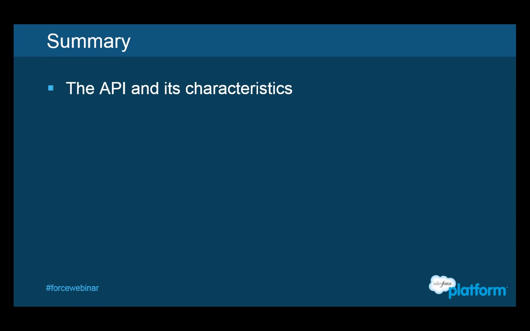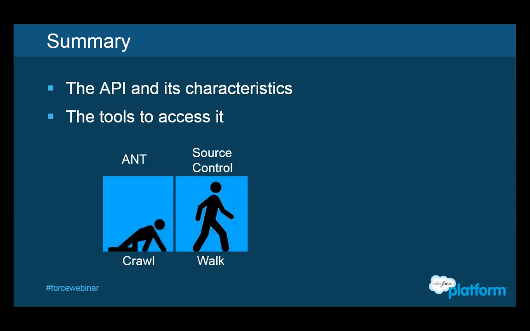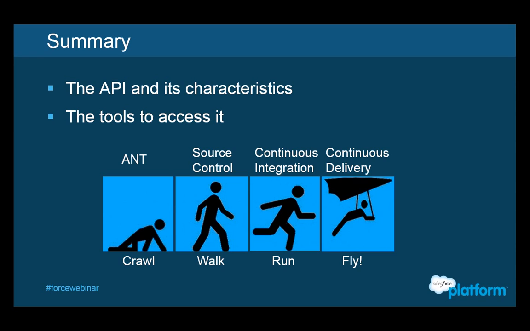So in summary, just to go back, we've covered a lot of code and a lot of demos here. Srini and I will post these items or links to these build files, so hopefully you can try and replicate what we showed in these demos. We talked about the API and its characteristics. We talked about the tools to access it. Then we went through using Ant, using source control, moving into using continuous integration, and then what's sometimes called continuous delivery, but having an automated delivery process.